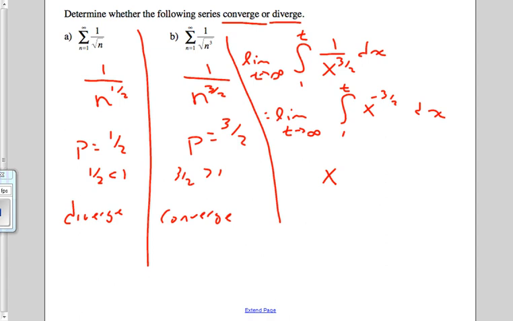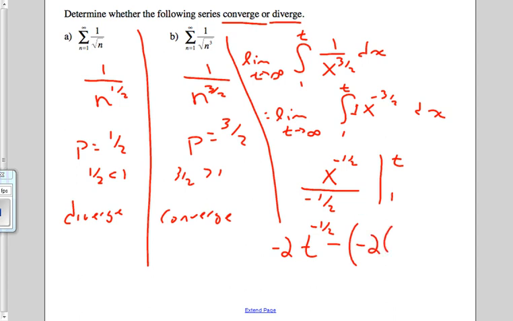We're adding 1, so this becomes x to the negative 1/2, and then over negative 1/2, so that we keep the coefficient of 1, integrated from 1 to t. And now, when I evaluate, I'm going to get t to the negative 1/2 over negative 1/2, which simplifies to negative 2 times t to the negative 1/2, minus negative 2 times 1 to the negative 1/2.